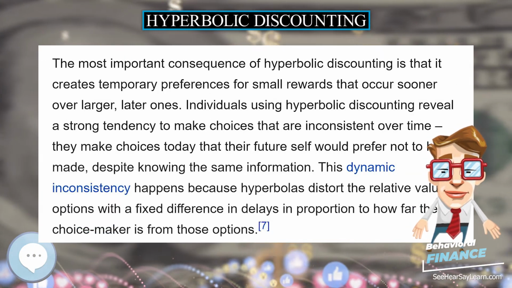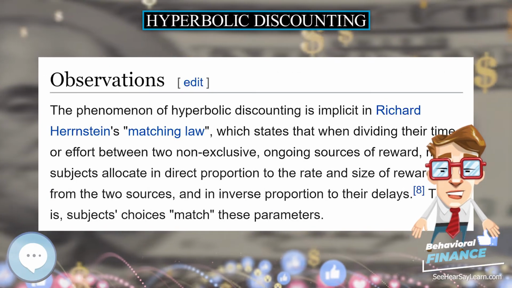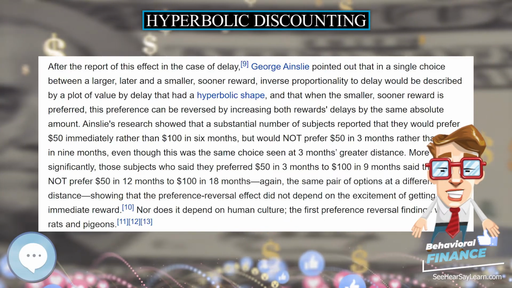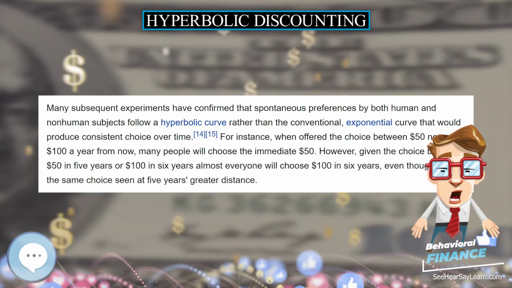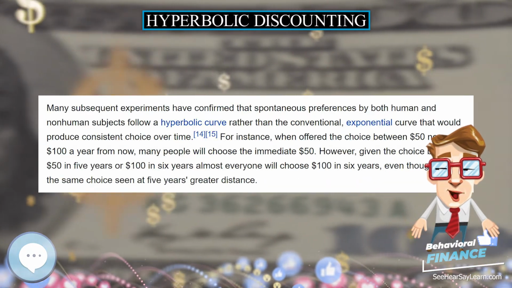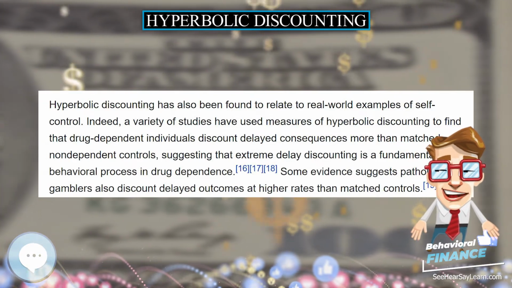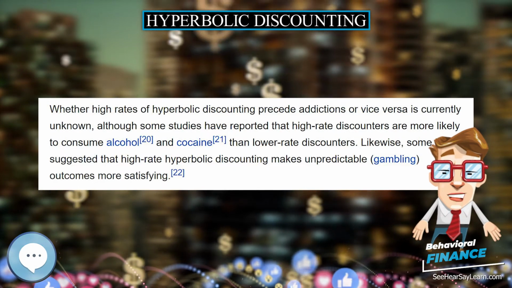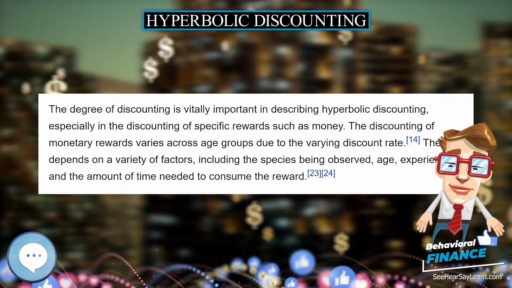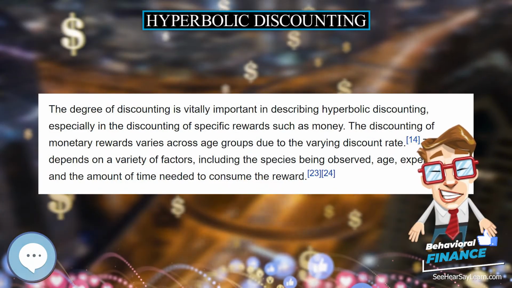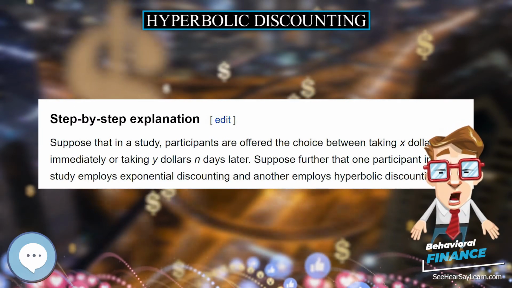Mathematical model. Step-by-step explanation. Suppose that in a study, participants are offered the choice between taking X dollars immediately or taking Y dollars n days later. Suppose further that one participant in that study employs exponential discounting and another employs hyperbolic discounting. Each participant will realize that A, they should take X dollars immediately if they can invest the dollar in a different venture that will yield more than Y dollars n days later, and B, they will be indifferent between the choices, selecting one at random, if the best available alternative will likewise yield Y dollars n days later.